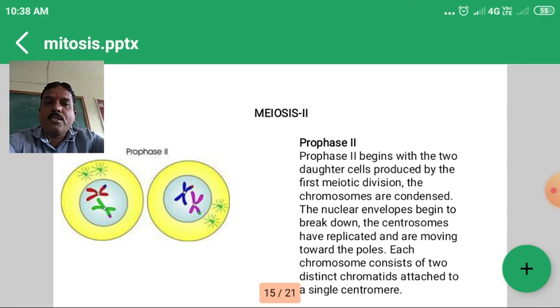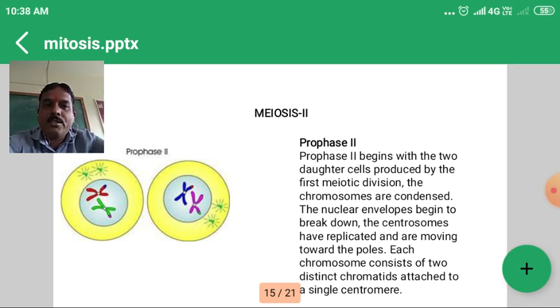Then in case of meiosis second, again four stages are there: prophase second, metaphase second, anaphase second, and telophase second. In prophase second, these are the normal cells which are ready to begin meiosis second. From the two daughter cells which are equally divided, there is the formation of four daughter cells which are haploid in nature. So it is similar to mitosis.